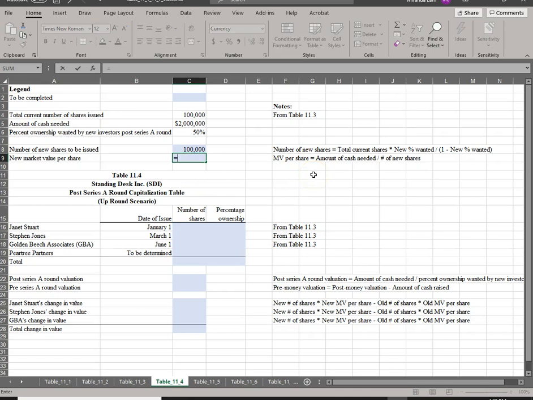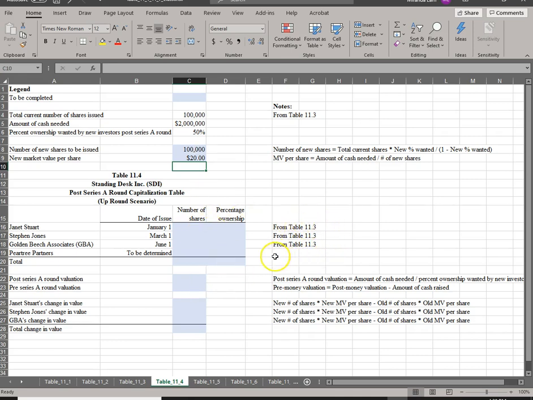And the new market value per share will be the $2 million divided by 100,000 shares. So that's $20. So you remember in the last round of negotiation, the market value was $15. Now it went up to $20. So this is an up round. So let's take a look at what the scenario looks like.